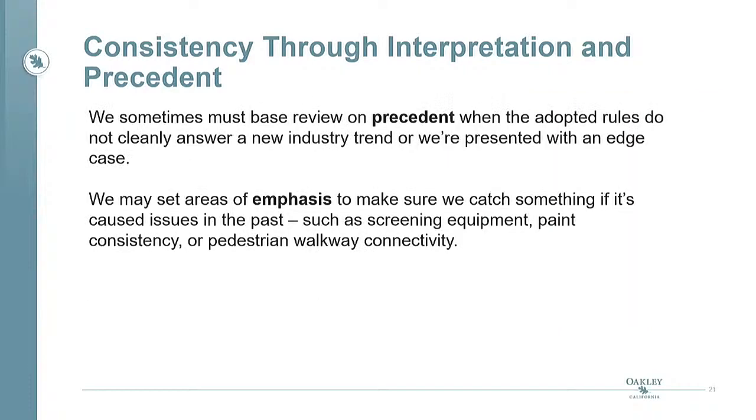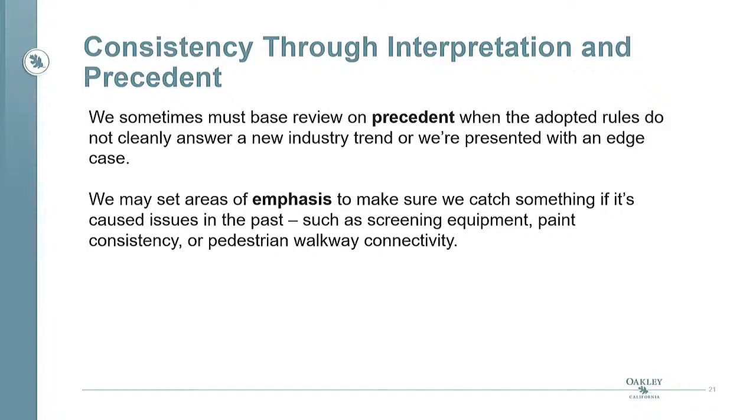We sometimes must base review on precedent when the adopted rules do not cleanly answer a new industry trend or we're presented with an edge case. If something isn't addressed, we'll see what the Planning Commission approved in the past when we had an edge case, and we'll try and match that, especially if we have a repeat applicant, and they experienced that same interpretation in the past. We really want to carry that over so it's not a surprise to them if we interpret it differently. But if we get different direction from the Planning Commission, something like that, then we can change that precedent.